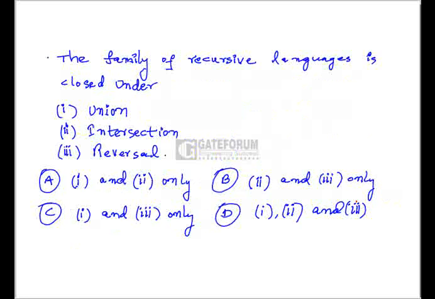The family of recursive languages is closed under which one? Union, intersection, reversal. Actually three properties are given: one is union, another is intersection, and the other is reversal. So which are the recursive languages closed under? Union is closed because the union of two recursive languages is recursive. According to the closure properties of recursive languages, the intersection of two recursive languages is recursive, and also the reversal of a recursive language is recursive. So all three are closed under recursive languages. So option D is the right option here.